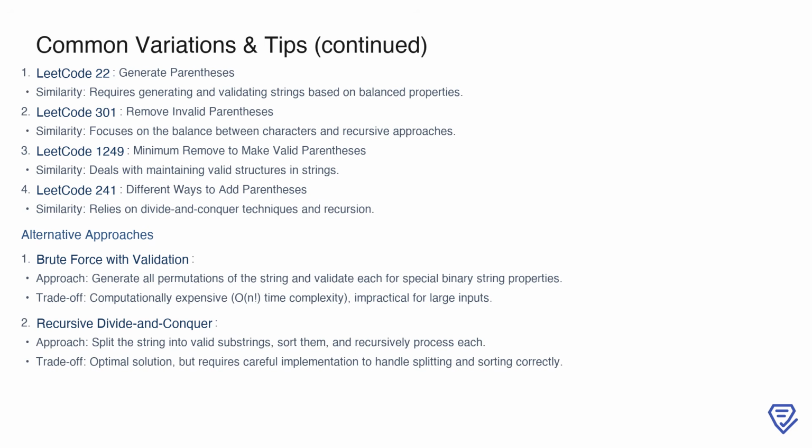As for alternative approaches to solving special binary strings, a brute force method involves generating all permutations of the string and validating each one. However, this is computationally expensive, with a time complexity of O(n!). Not feasible for larger inputs. On the other hand, a recursive divide and conquer approach, which involves splitting, sorting, and recursively processing substrings, is optimal but requires careful handling to ensure correctness.